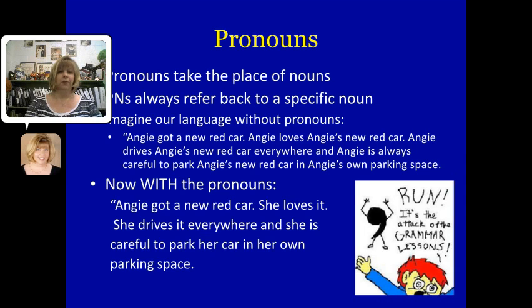Now see how it works with the pronouns, replacing some of those nouns. Angie got a new red car. She loves it. She drives it everywhere, and she's careful to park her car in her own parking space.